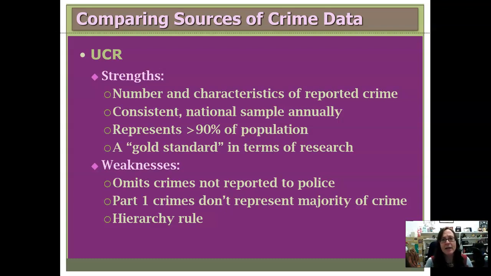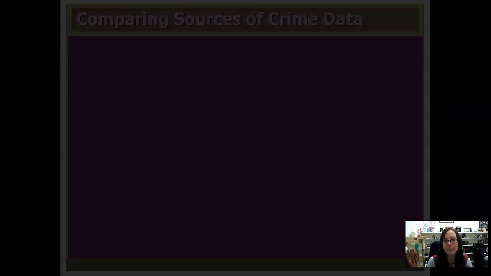And then, of course, a big drawback is the hierarchy rule, which means that if there's one incident that contains multiple crimes within a single incident, only the most serious one is counted. So we lose a lot of information there.